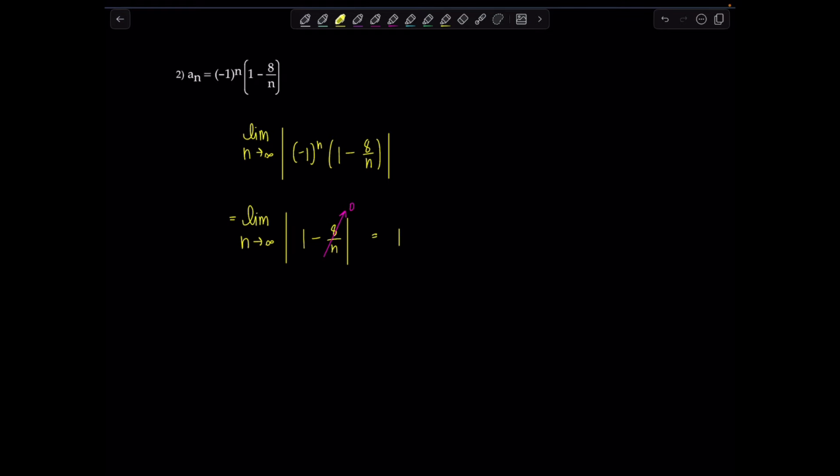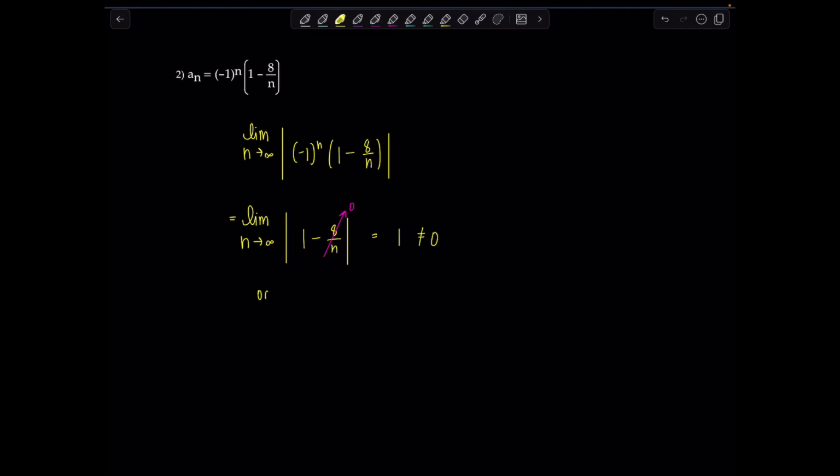Can I use my theorem? No. My theorem says if the limit of the absolute value is 0, then the original sequence without the absolute value approaches 0. This is not 0. This is not 0. So what can I conclude from here? Well, I want you to notice that anytime the absolute value of the terms approaches a non-zero number, that means the odd terms versus the even terms have different limits. If you were to list out several, you would see that.